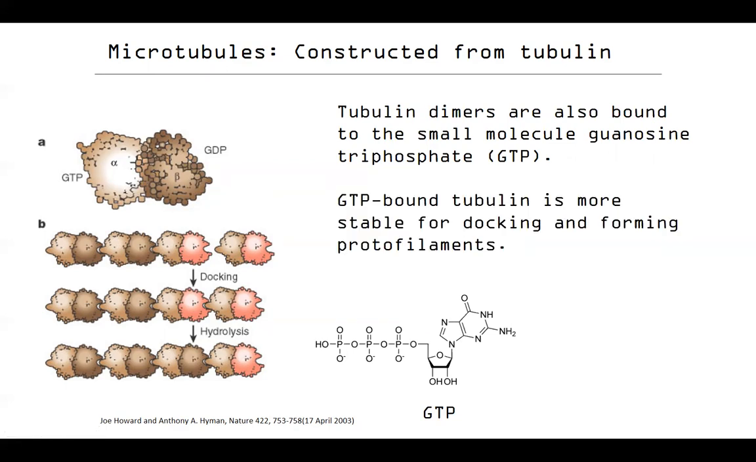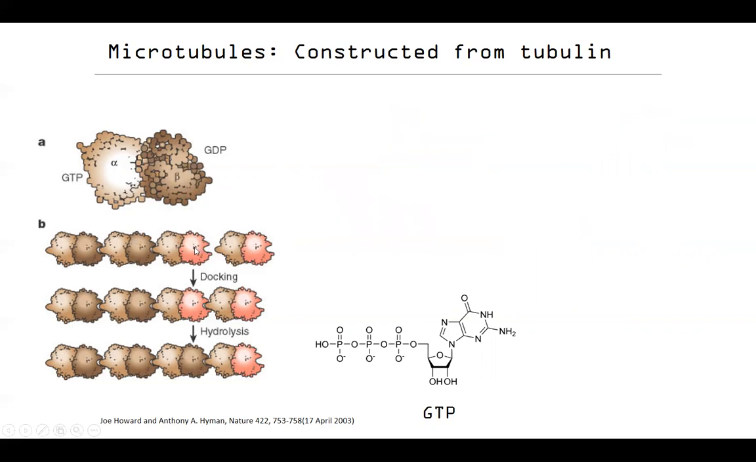And when they're bound to this GTP, they are very stable for docking and adding on and forming protofilaments. So here we're going to have GTP-bound tubulin in red, so specifically the beta tubulin. Whenever it's red, we can see that we're going to have our beta tubulin, and as we transition to brown, this is going to be a hydrolyzed form called GDP.